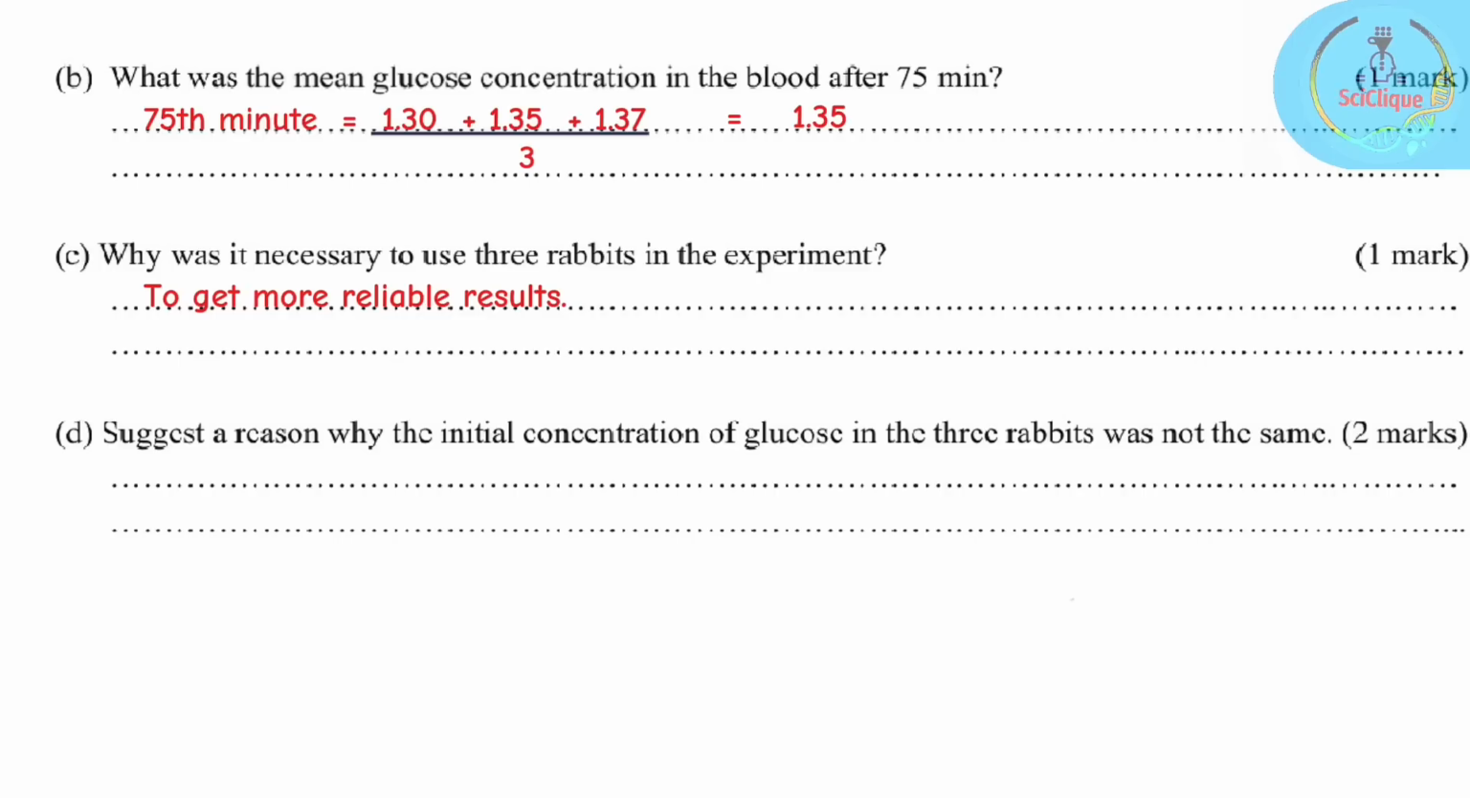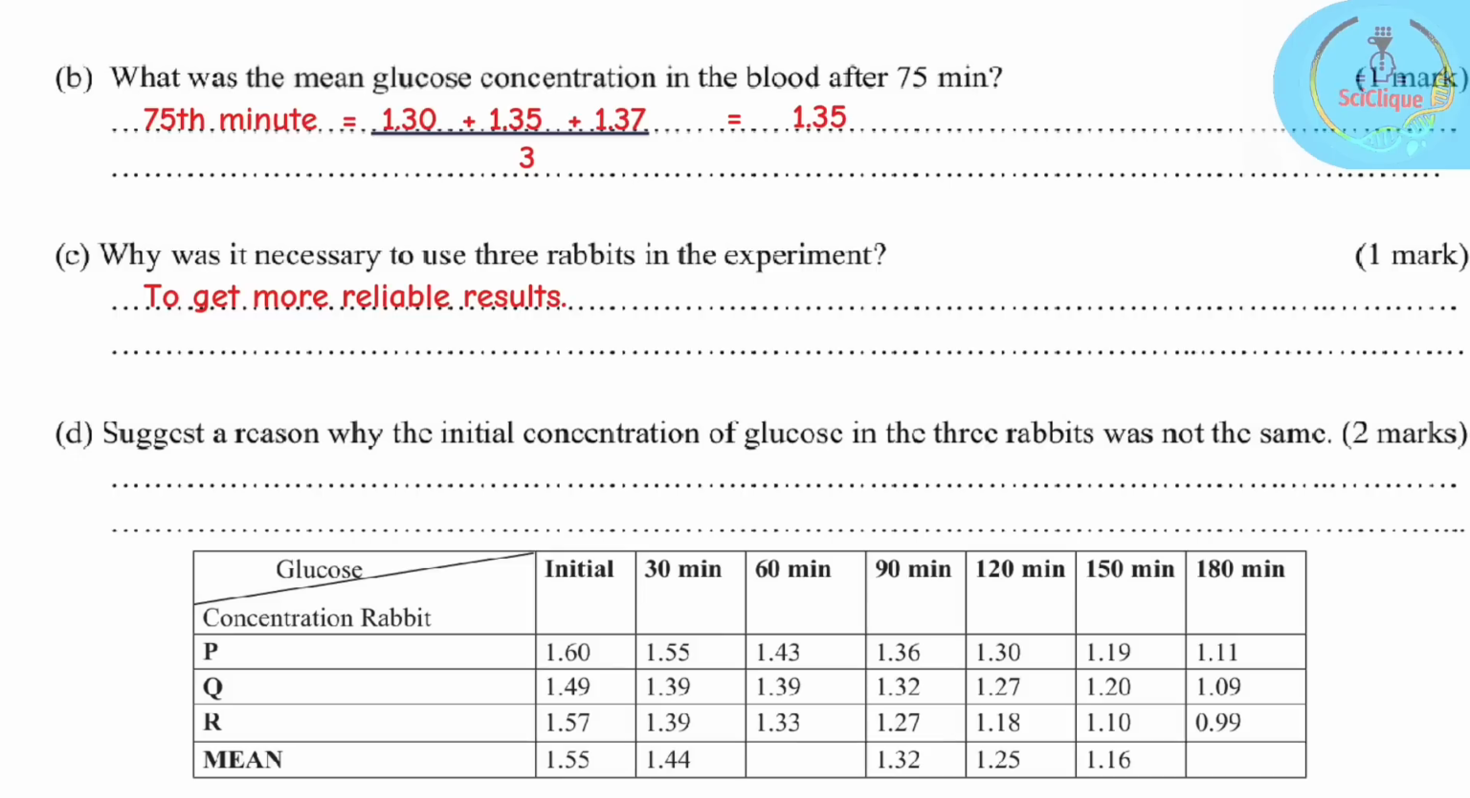Part D. Suggest a reason why the initial concentration of glucose in the 3 rabbits was not the same. Now, if we look at the initial concentration, a reminder, what is the initial concentration of glucose? This is the concentration of glucose 1 hour after the rabbits had eaten. If you look at these 3, they have different values. So the question is asking, why will they have 3 different values when they were fed the same type of food and the same amount?